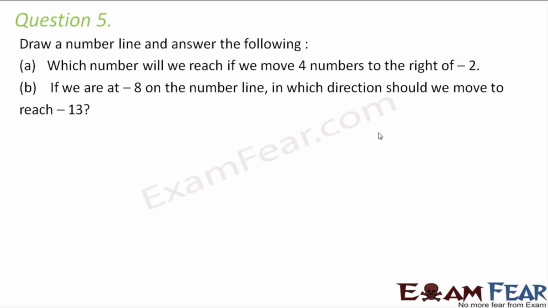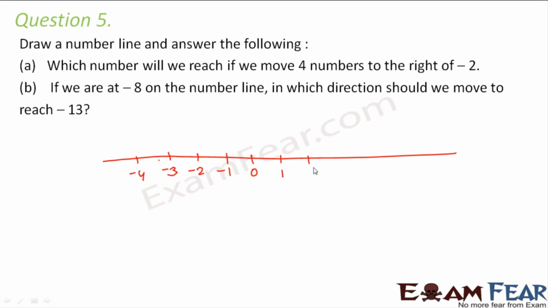Question number 5. Draw a number line and answer the following. So let us first draw a rough number line. Let's say this is a number line. You have 0 here. And which number will we reach if we move 4 numbers to the right of -2? So where would be -2? This is -1, -2, -3, -4. Similarly, this side 1, 2, 3, 4.